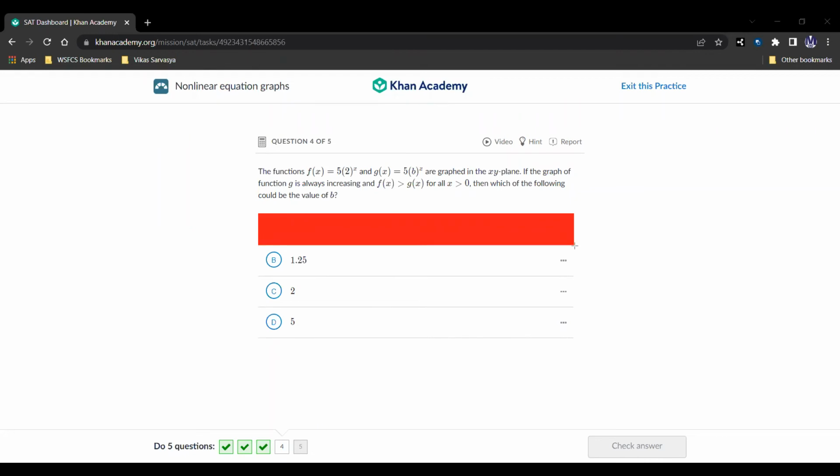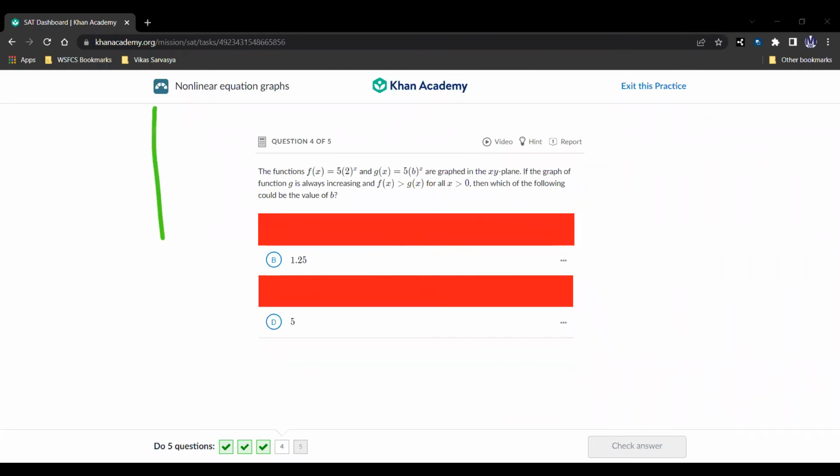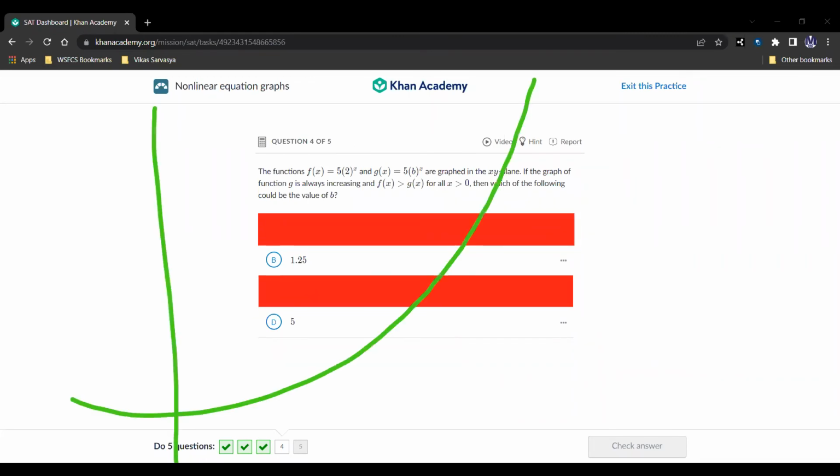We can also cross out answer choice C, because we know that f of x has to be greater than g of x, and if we do this, it's going to be the exact same thing. So that doesn't work. Now we're stuck with something that's less than 2 and something that's more than 2. Let's think about this. This is the initial function. If we have a factor that's less than 2, it's going to grow slower.